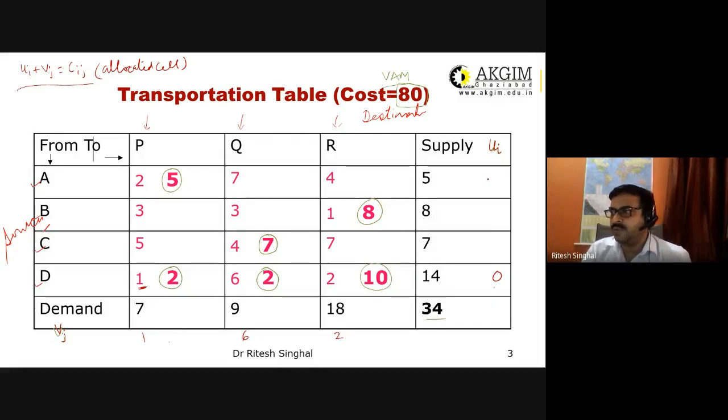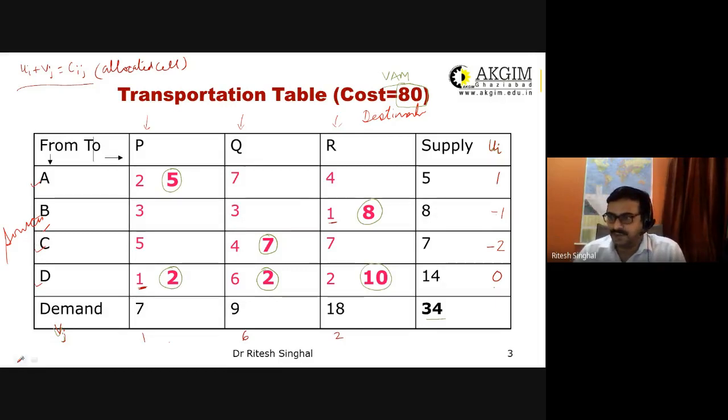This particular value would be, the sum is 2, one value of UI and VJ is 1, then another value must be 1, so that 1 plus 1 is equal to the cost, that is 2. For calculating this value, we consider this allocated cell here. So the total is 1, this is 2, and this has to be minus 1, so that 2 minus 1 equals the cost, that is 1. And this value is 6 minus 2 equals 4. So this way, we can calculate the values of UI and VJ, the dual variables.